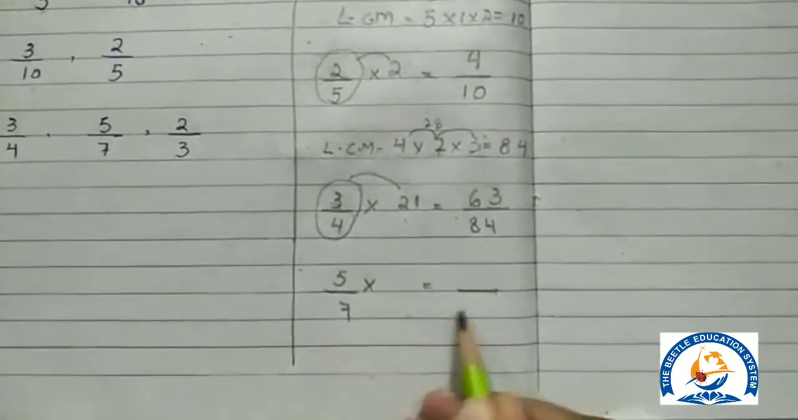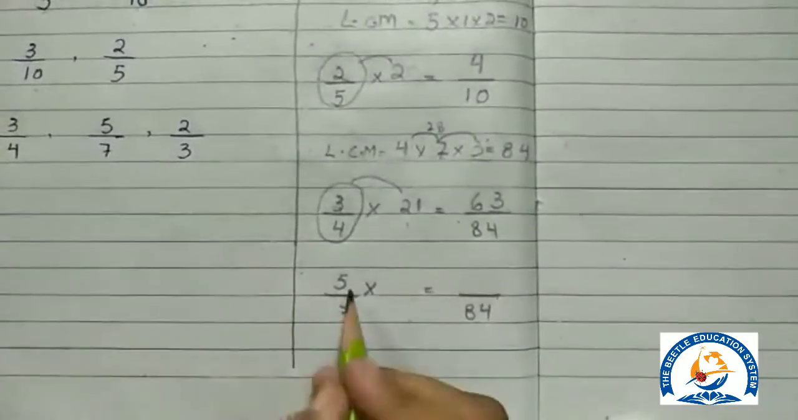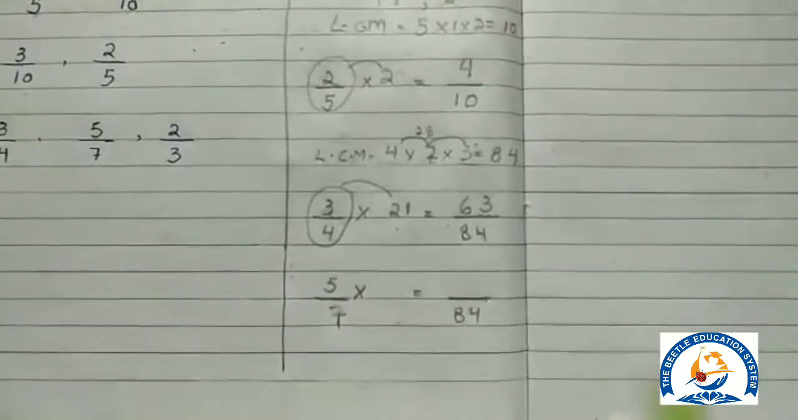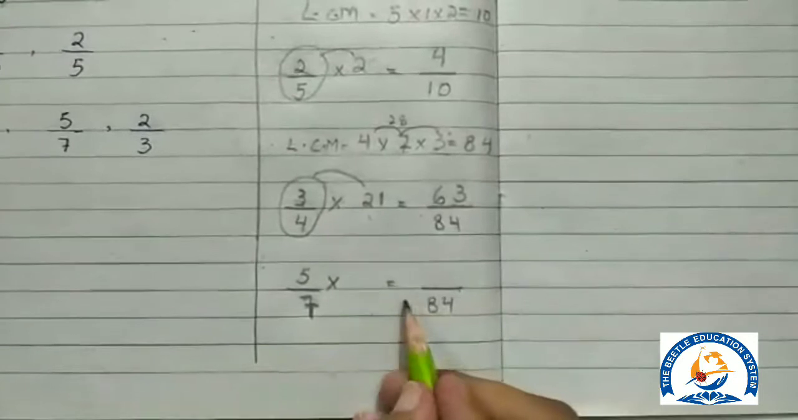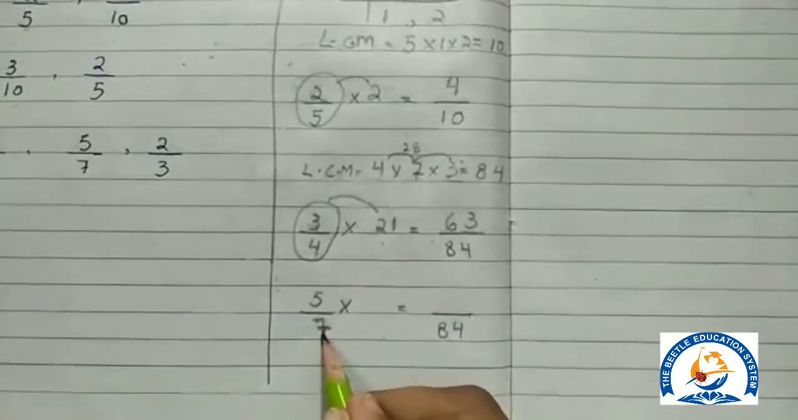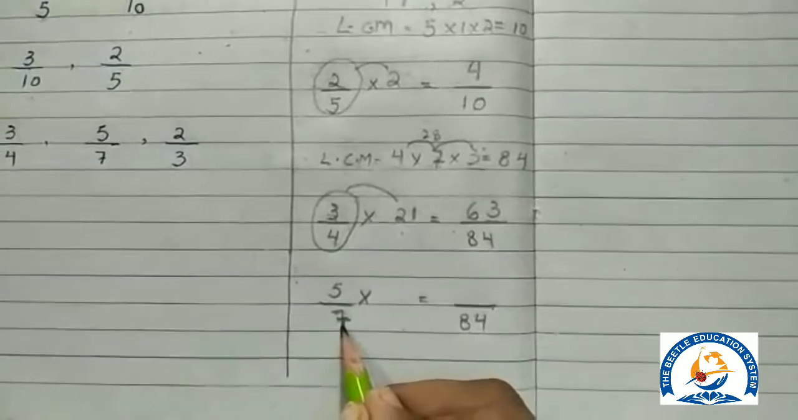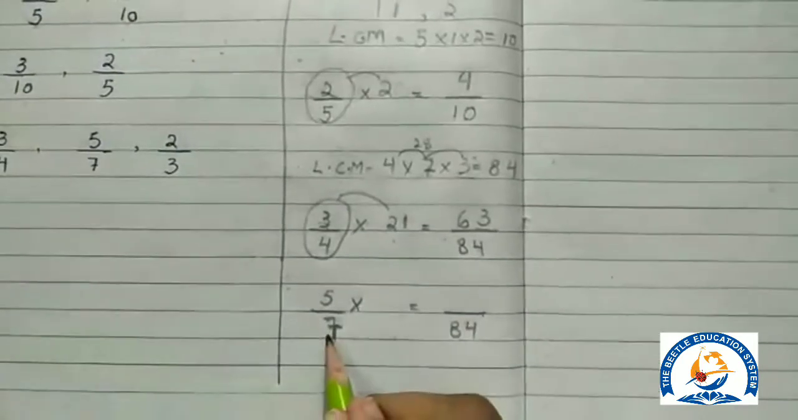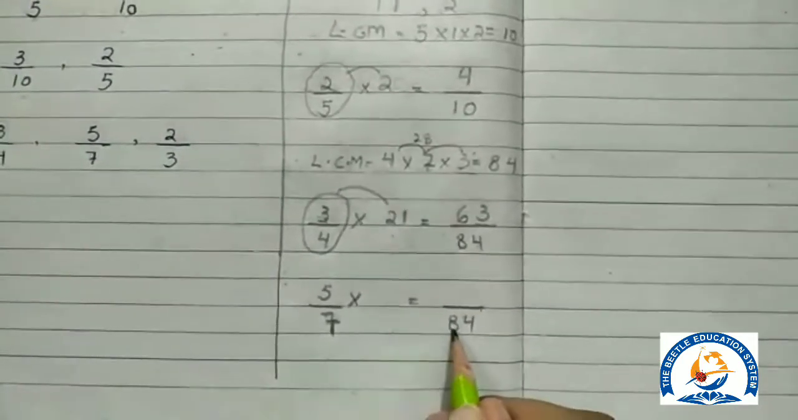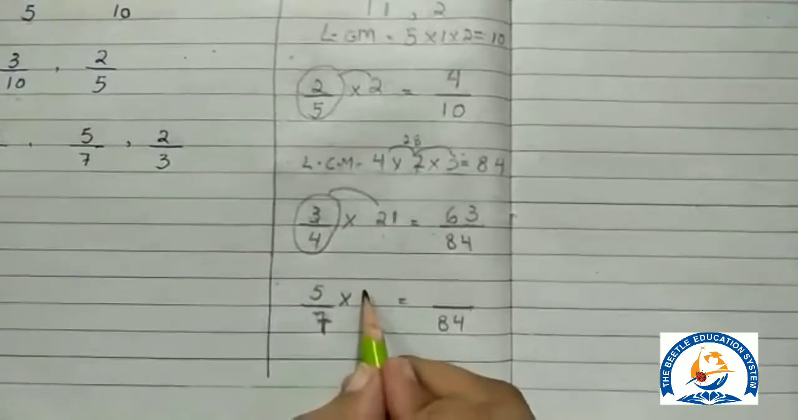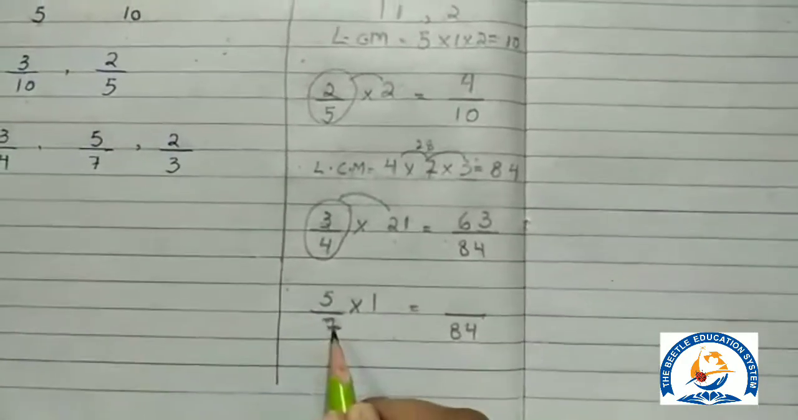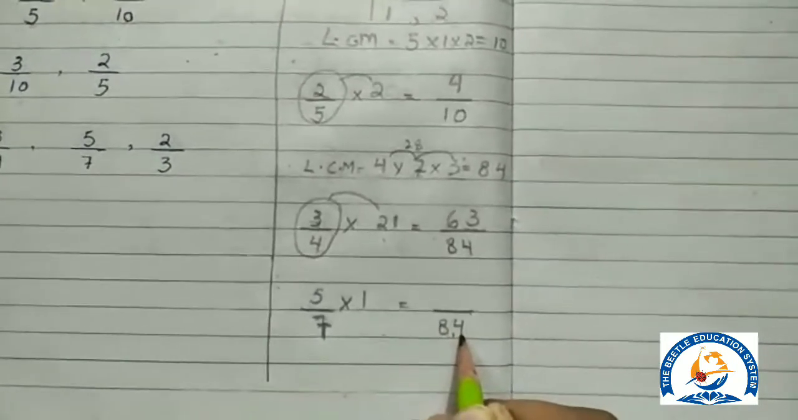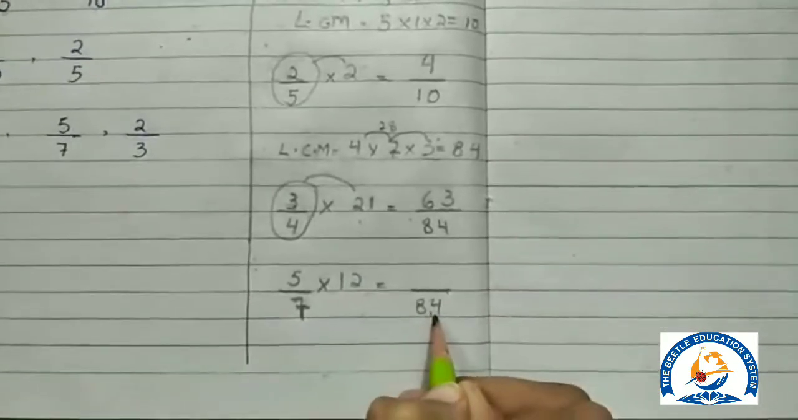Again we need 84 in the denominator. So how many times 7 will multiply to give us 84? Students, you can also divide 84 by 7. Look here. Here in tens we have 8. We can apply 7 one time. 7 one time is 7, 1 will remain here and it will become 14. 7 two times is 14.